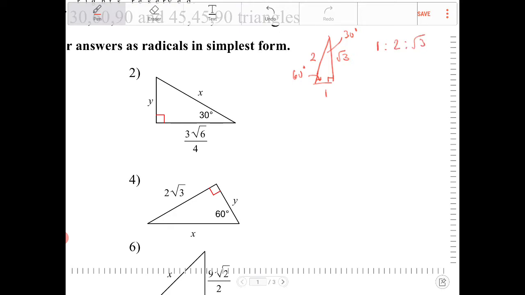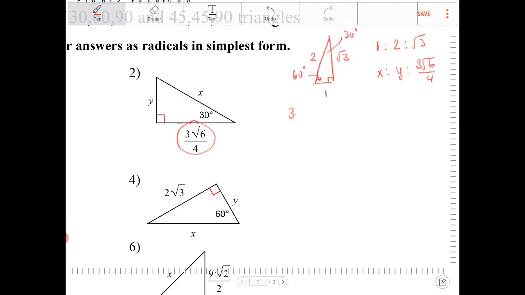So looking at this, I have this side that's given, 3 radical 6 over 4, and I'm asked to find out what the hypotenuse is. What I'm given is this side, 3 radical 6 over 4, and I need to find out what these side lengths are. So what am I doing exactly? I need to figure out what proportion or what number I multiplied by radical 3 to end up with this number here.